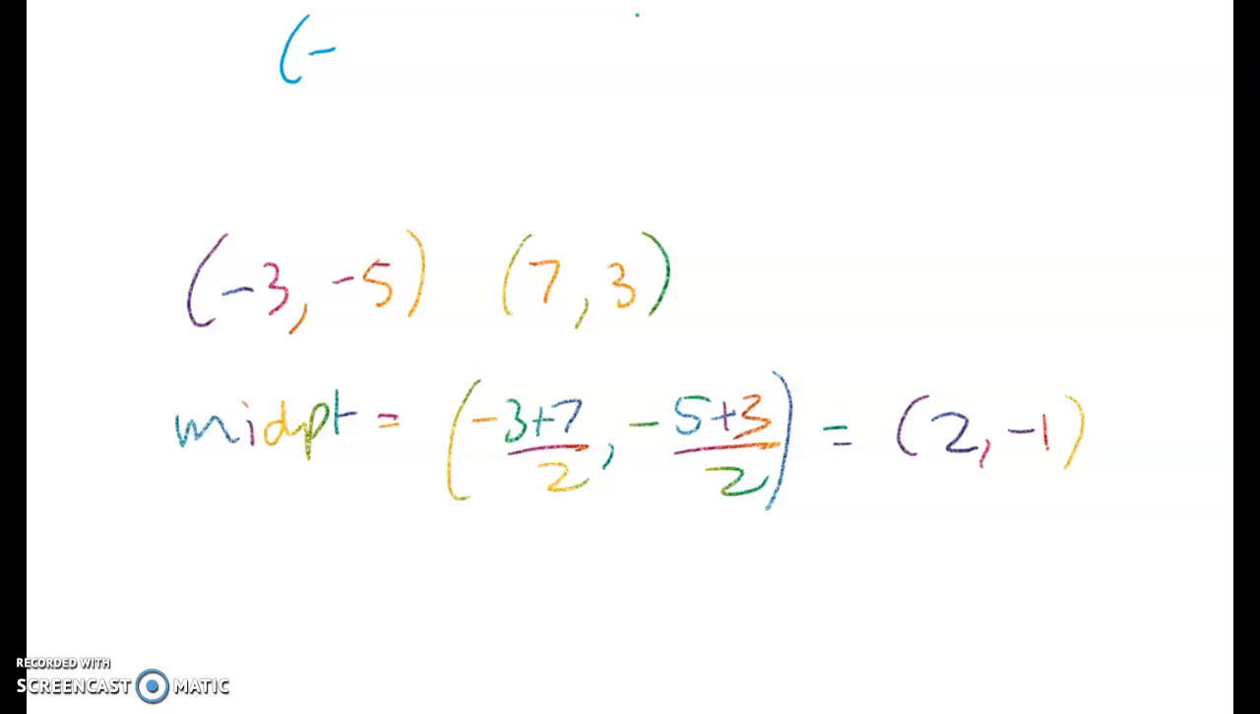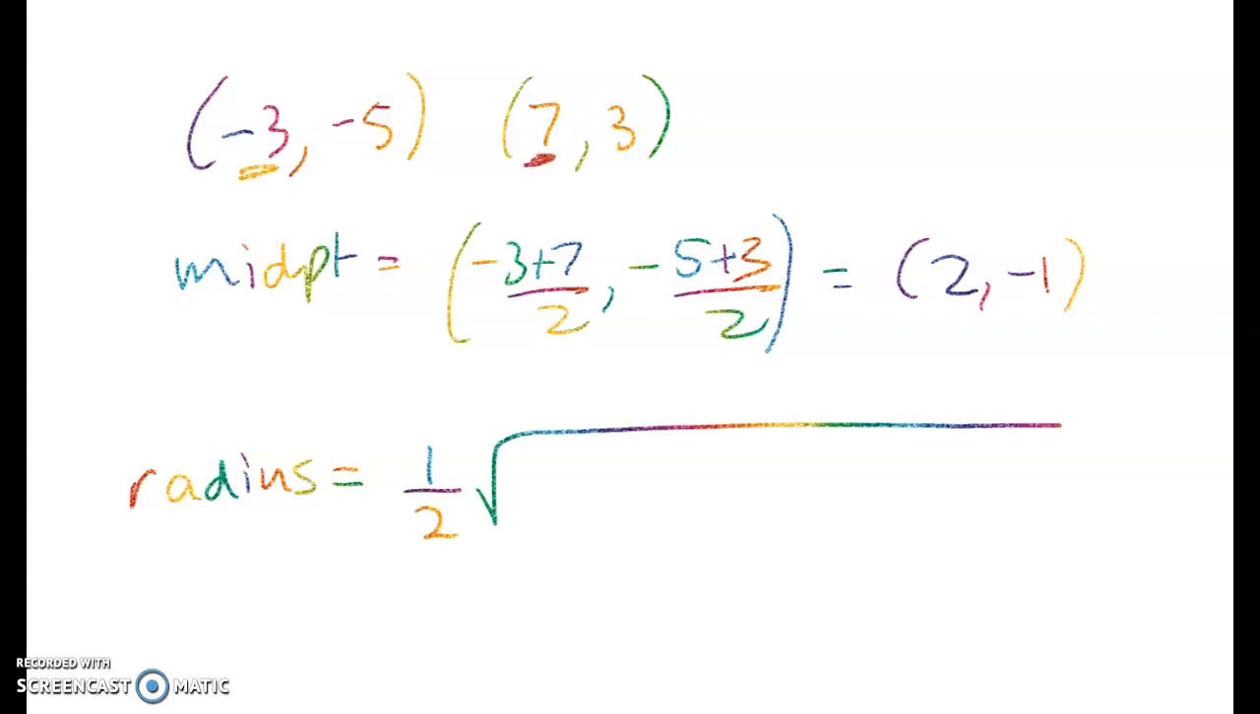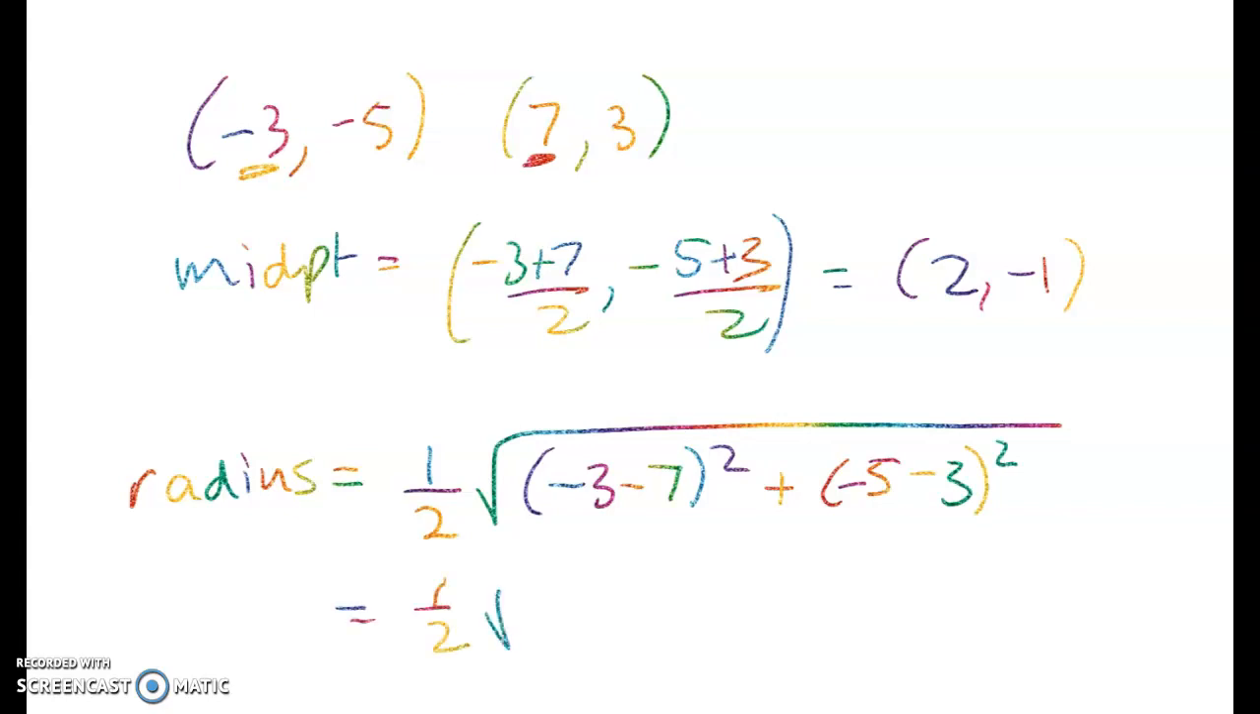Well, the radius is half the length of the diameter. So let's use some Pythagoras to find that. So the radius is half this. So the distance formula, so it's going to be, which way am I going to go? -3 minus 7 squared plus -5 minus 3 squared. So that works out to be the square root of, so this is -10. -10 squared is 100. And this is -8.